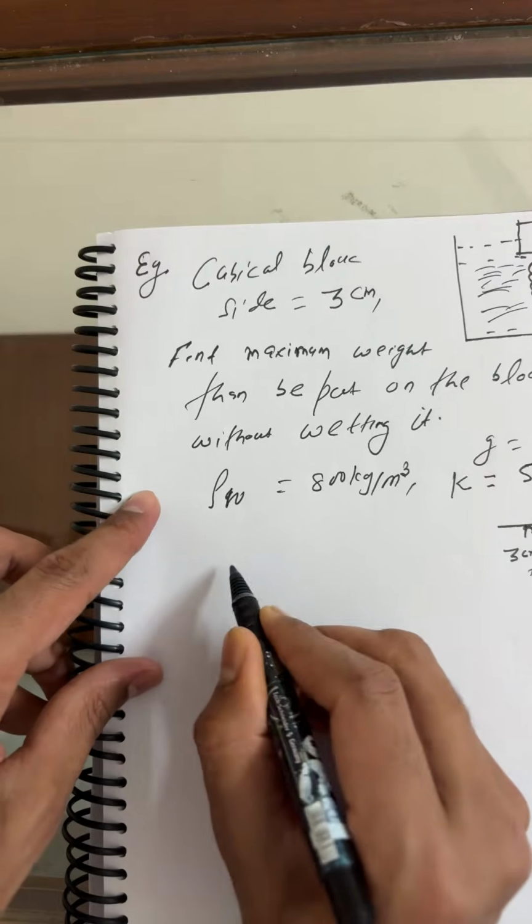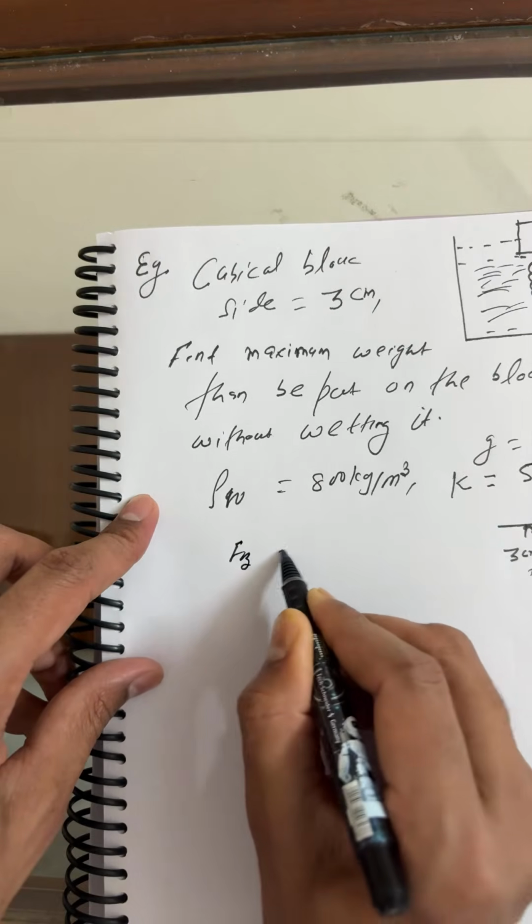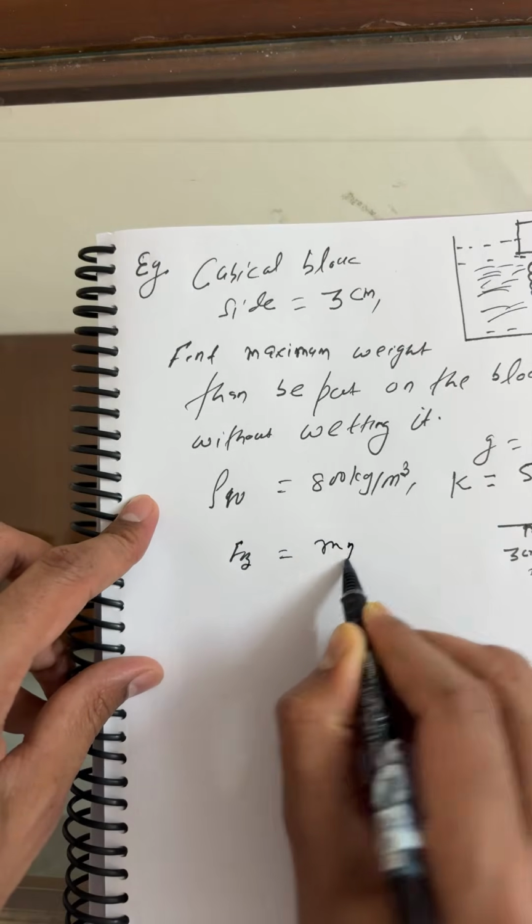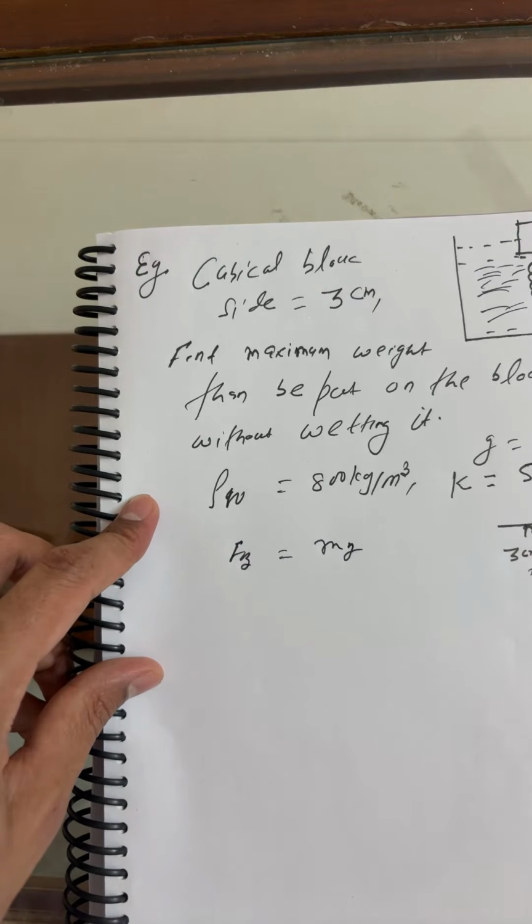So, beta, you can see this is the buoyant force, equal to mg. Okay, sir, I have almost all the formulas in my mind, but I don't know what to do.